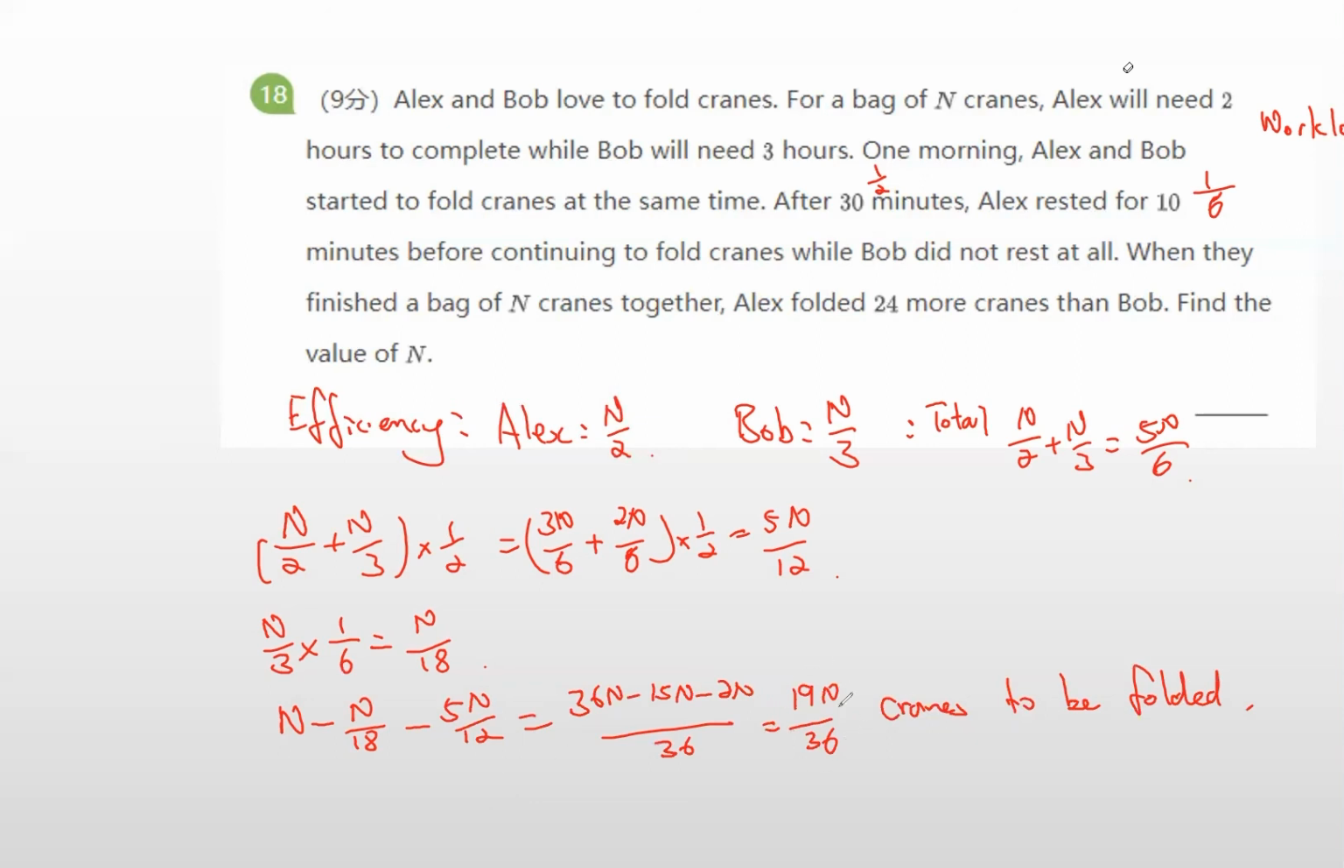Now, that's our workload left, and we want to know how long they folded. We know the efficiency is 5N over 6. So we just use the workload, 19N over 36, divided by their efficiency, 5N over 6. Then you should just get 19 over 30. Yep, 19 over 30. And that's in hours, it's 38 over 60, right? Because it's in hours.